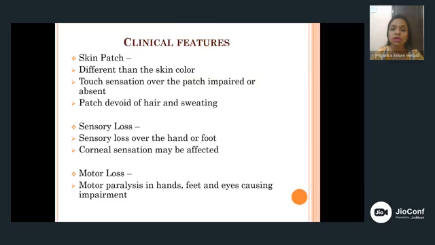So sensory loss is present over the hand or foot, and there can also be a corneal sensation loss because of the nerve affected which supplies the cornea. And thirdly, and most importantly, there will be a motor loss because peripheral nerves are involved. Whichever muscle the peripheral nerve supplies, that muscle gets weakened, and later on it gets paralyzed. So we have motor paralysis in hands, feet, and eyes, which causes impairment. These are the main clinical features of leprosy.